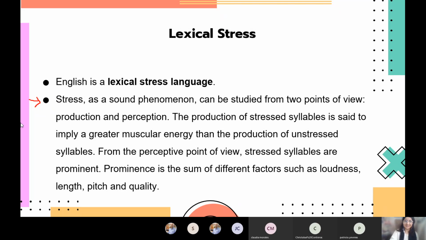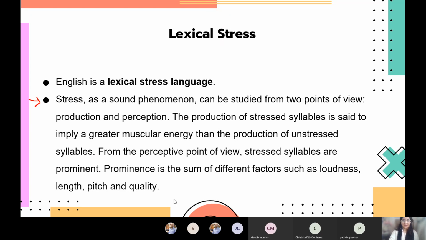And that's basically what this slide says. More prominent syllables are going to be louder, longer in terms of length than unstressed syllables. The pitch is going to be higher, and the quality is going to be stronger than weak or weaker.